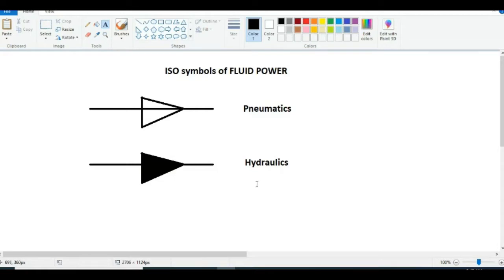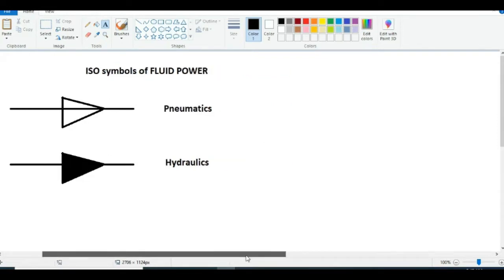We have already discussed the difference between pneumatics and hydraulics. In hydraulics, the fluid is in the form of liquid, and in pneumatics, the fluid is in the form of air or gases. This is the main difference. Now, I'm going to explain the different types of pumps used in the hydraulic system.